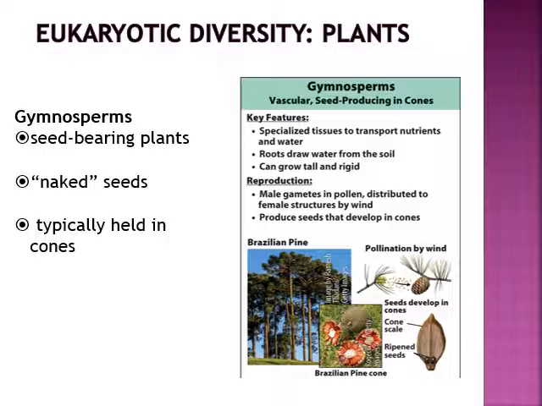But these guys, the male gametes, are actually in pollen, and they're distributed to female structures by wind. So these guys are relying pretty heavily on wind, and they produce seeds that develop usually in cones, like I said. So they have the ripened seeds within these cones, and they get carried off by wind to different areas, essentially, and are able to fertilize females as well.